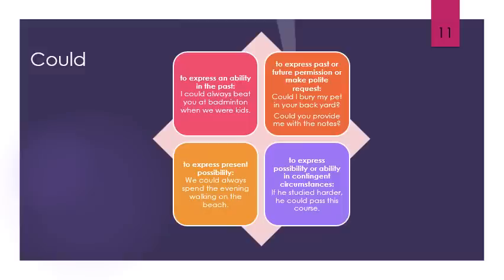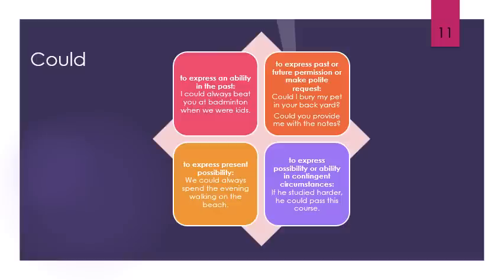Now, as would is the past form of will when it comes to modals, similarly, could is the past form of can, for expressing capability in the past. I could always beat you at badminton when we were kids. I could swim 5 kilometers in, say, 10 minutes when I was 15 years of age. So it expresses ability, but in the past.